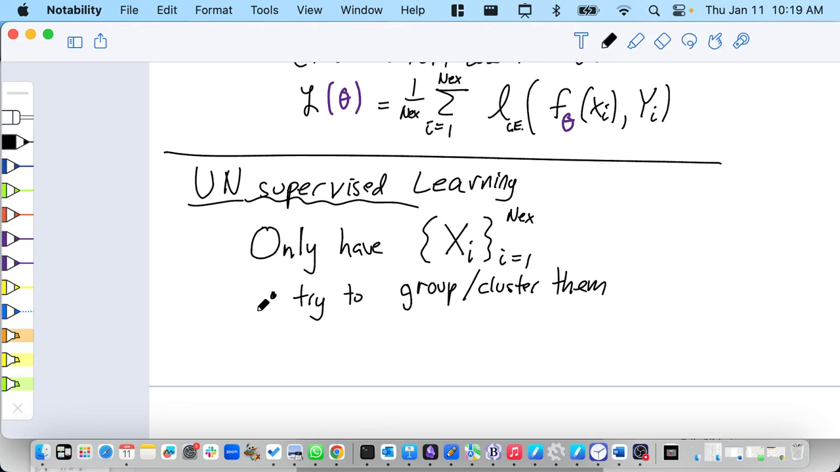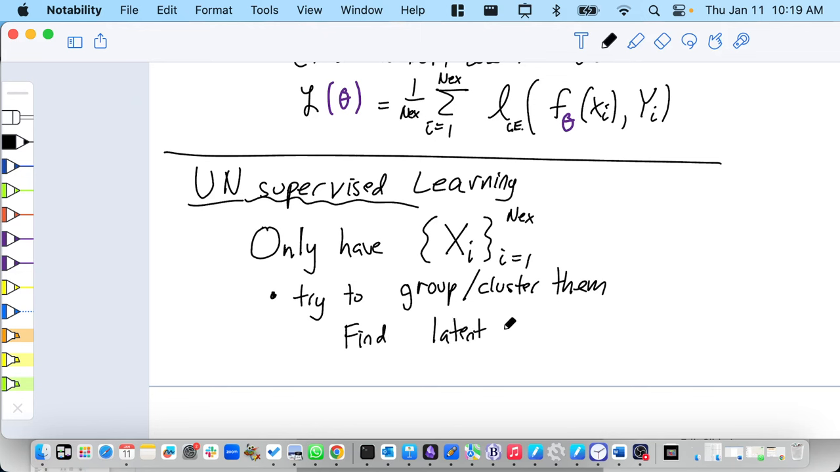So it's a little vague what exactly you're trying to do. In supervised learning, it was very clear what we wanted to do, right? We wanted to find a function that maps the x's to the y's. In unsupervised learning, it's a little more ambiguous what exactly you're trying to do. But one example is to find latent embeddings.